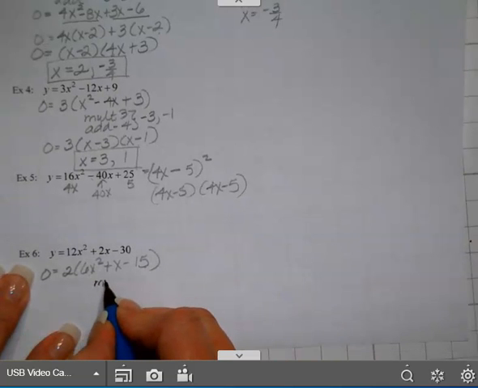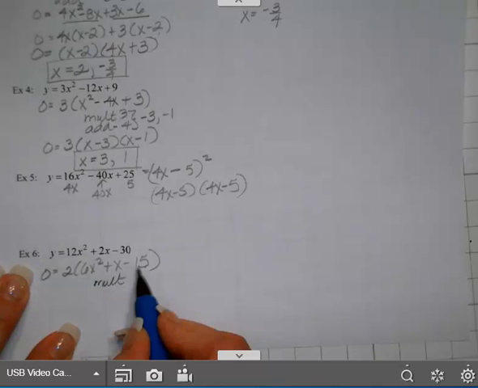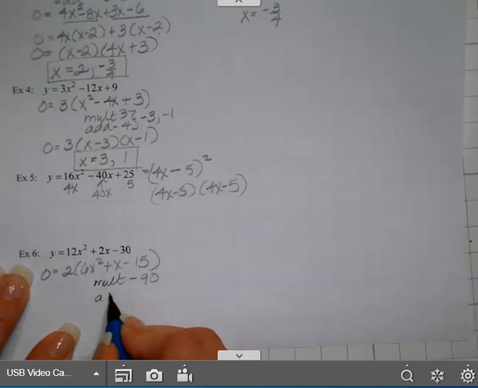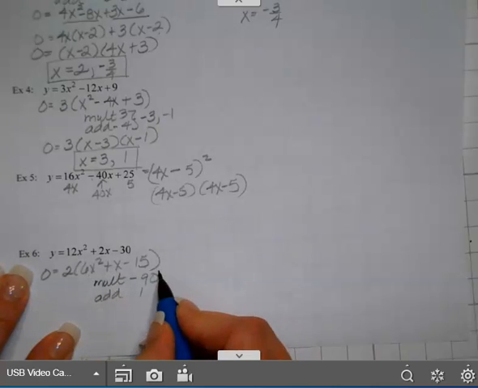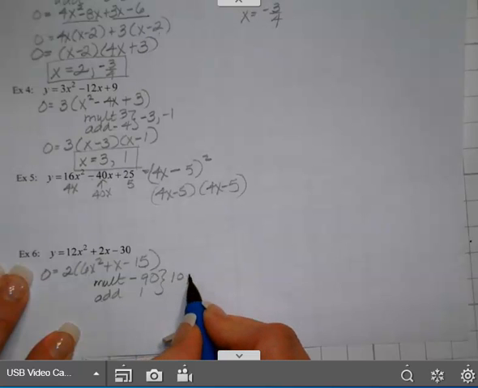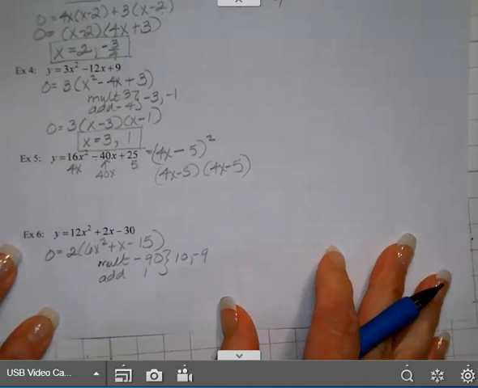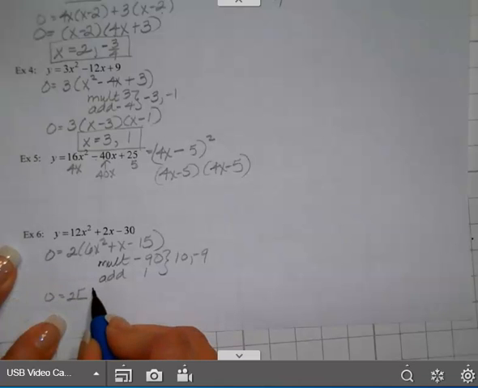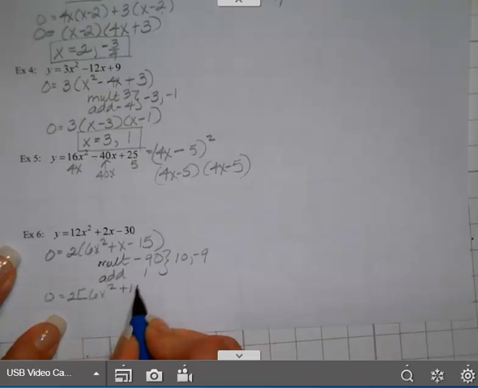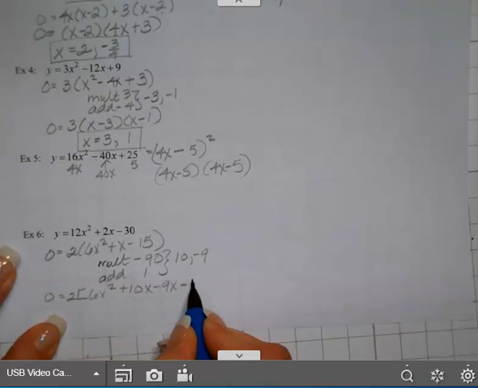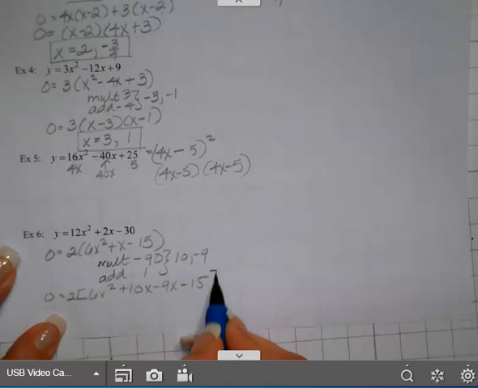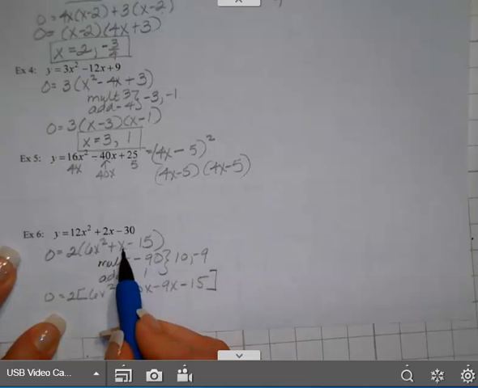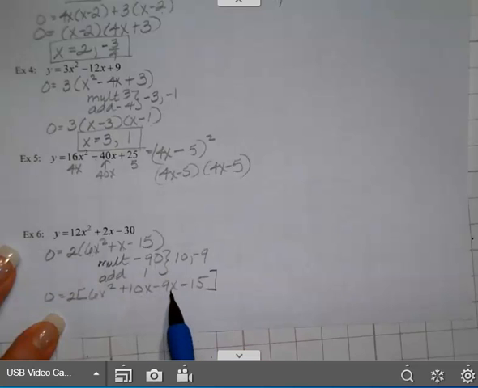So I need something that multiplies. 6 times negative 15 is negative 90. And it needs to add to 1. And so that's going to be 10 and negative 9. So when I split the middle on this, the 2's still out in front. That will give me 6x squared plus 10x minus 9x minus 15. So the first and last don't change, and instead of x, I'm splitting that into 10x and minus 9x.